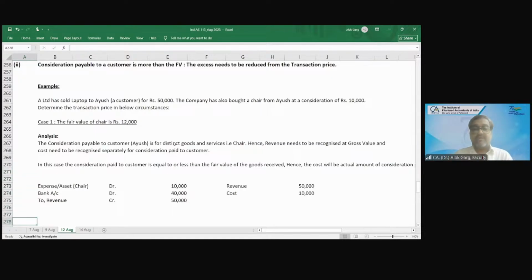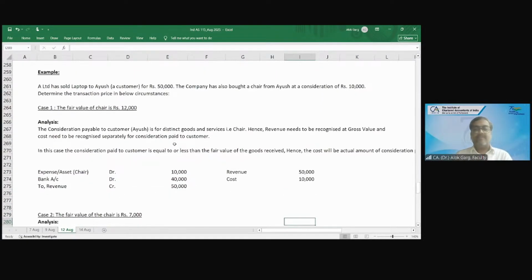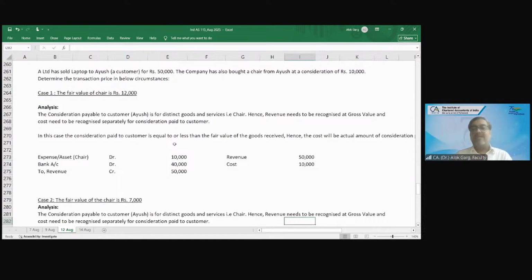So, what is the accounting entry? Expense or asset, chair account debit 10,000 rupees, bank account debit net 40,000 rupees, to revenue 50,000 rupees, right? So, revenue 50,000, cost 10,000. Is this example clear or not clear? Please tell me.